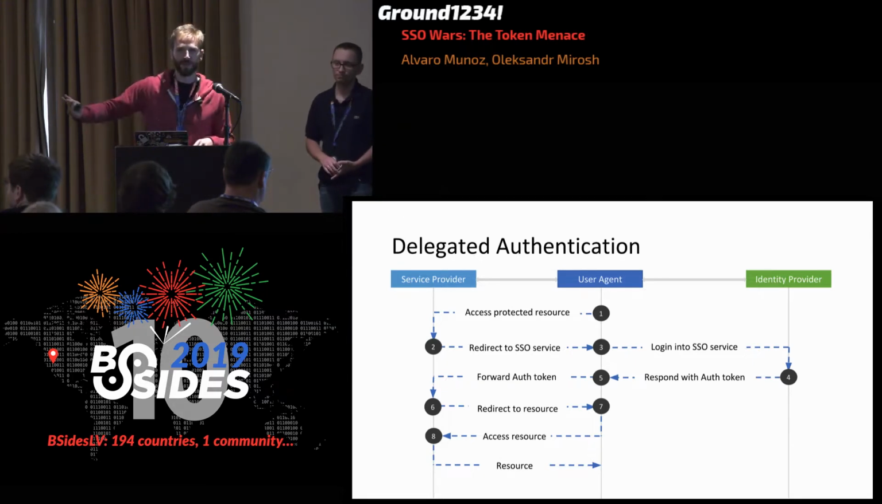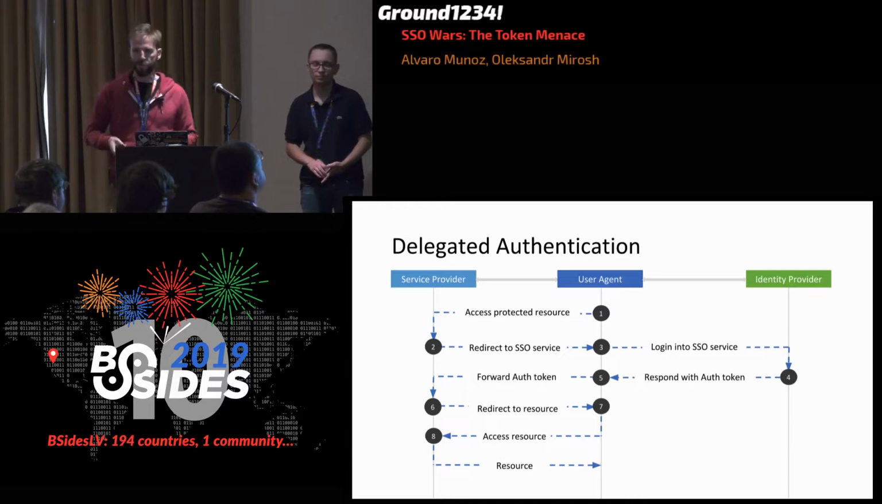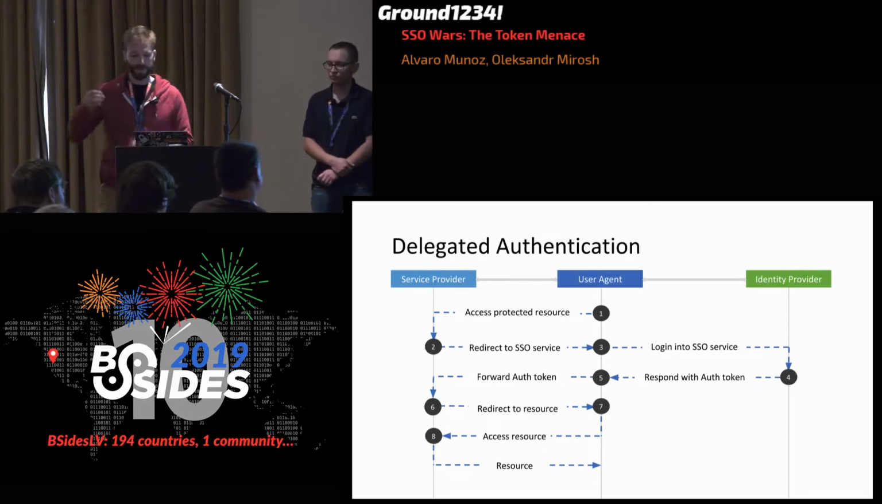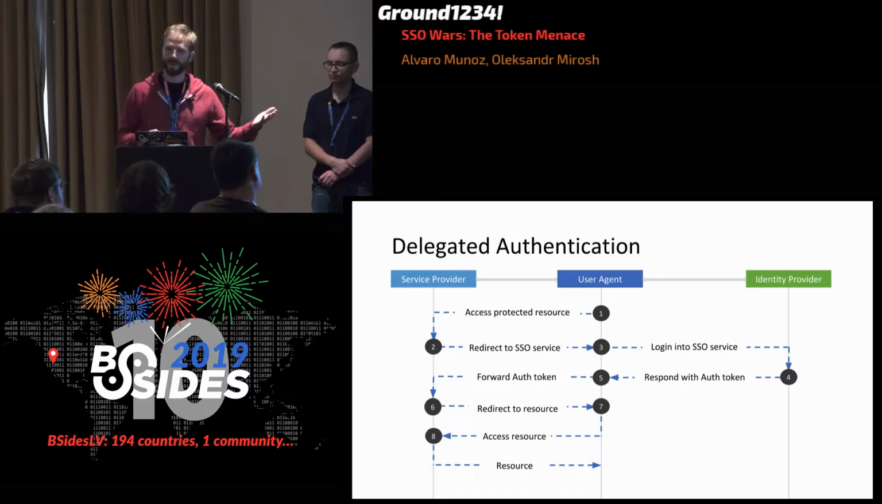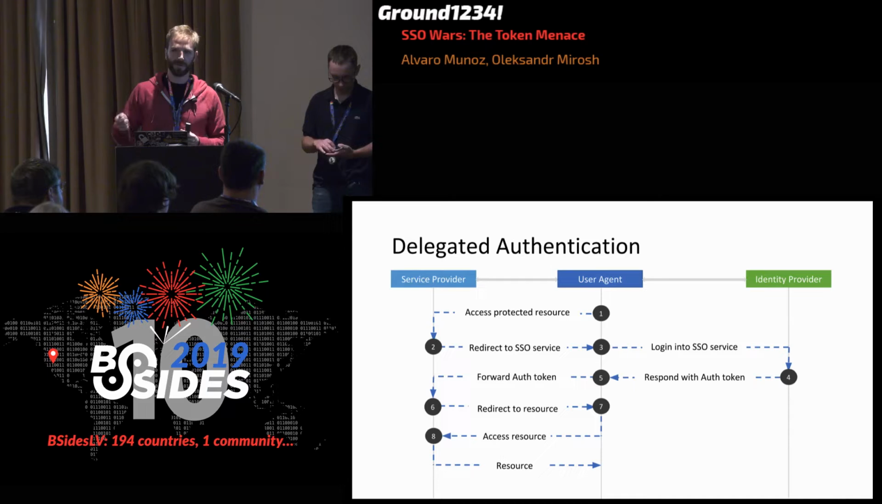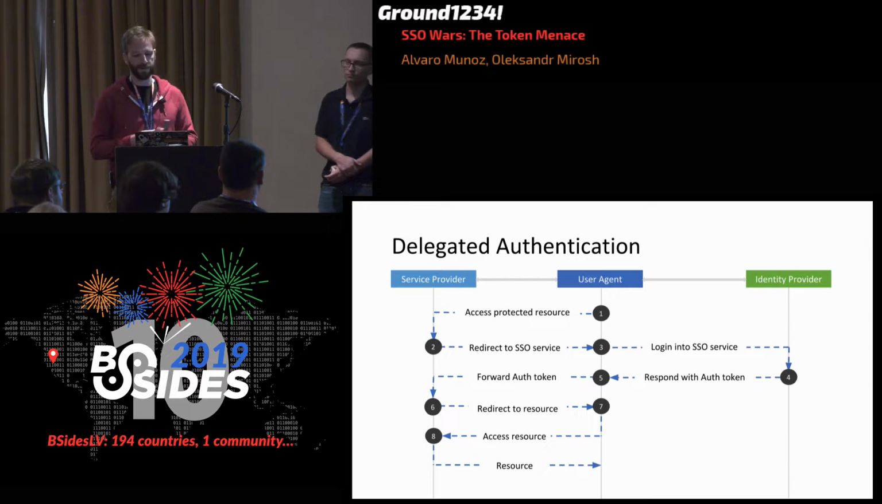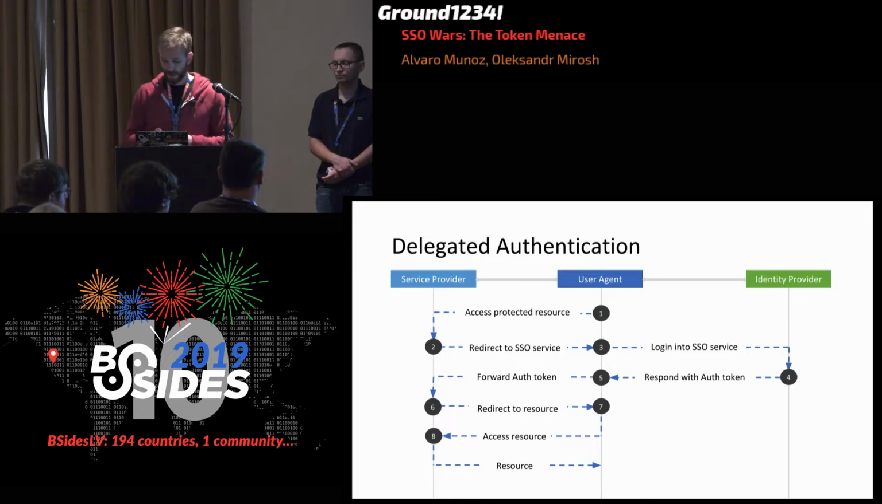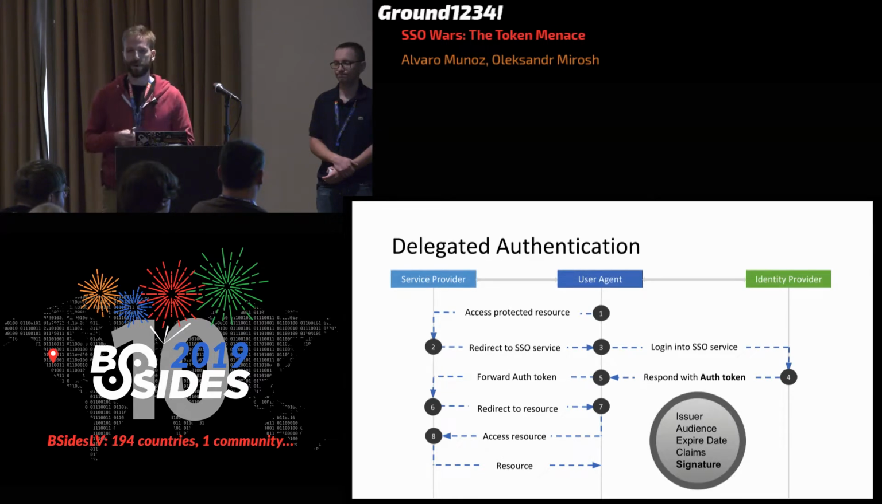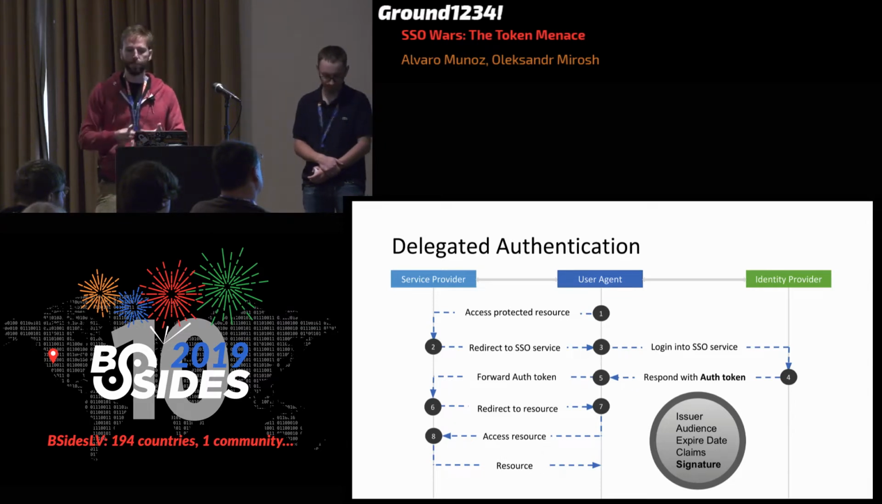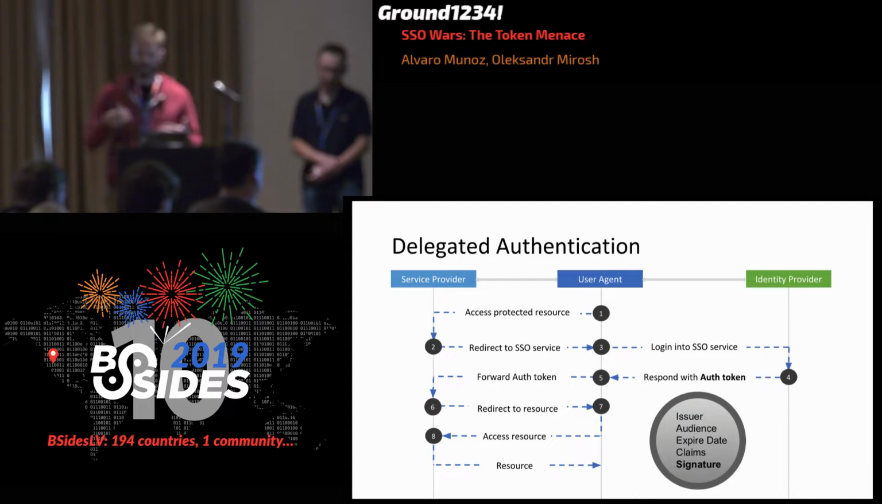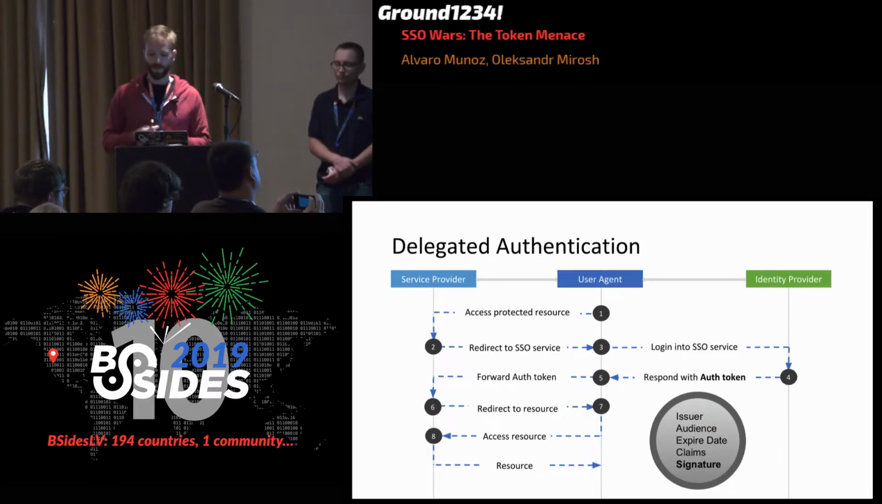So it will redirect the user to this identity provider, and the user will basically present the credentials to the identity provider. It will verify the credentials, and if the credentials are valid, it will hand a token to the user that it needs to present at the service provider in order to access the resource. So this is basically a summary of delegated authentication. These tokens that are returned by the identity provider can be in multiple formats, right? Like SAML or JWT, JSON Web Tokens, or Simple Web Tokens, or really any other format.